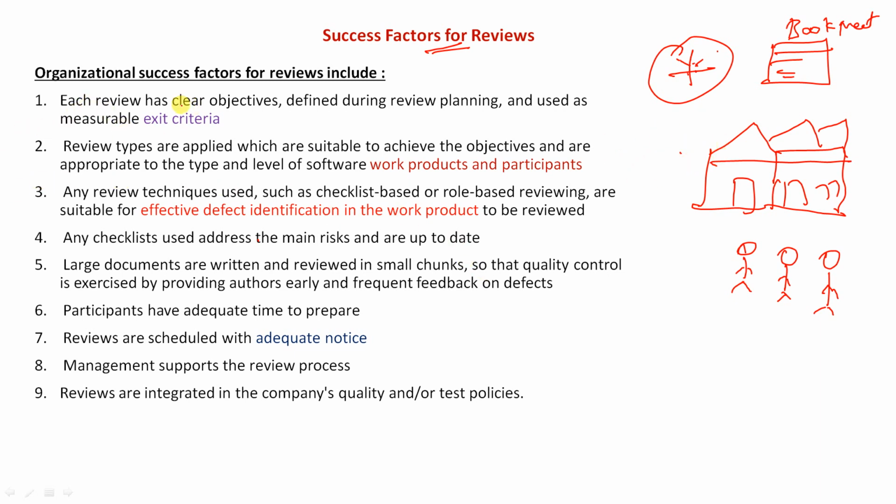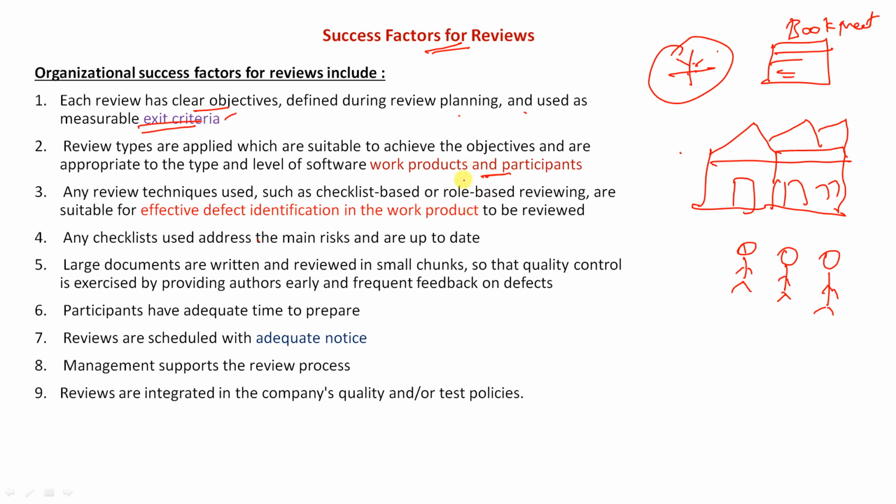Each review has clear objectives defined during review planning, and used as measurable exit criteria. So that's what it is. It will be clear. Review types are applied which are suitable to achieve the objectives and are appropriate to the type and level of software products and the participants. If it is something complicated, I'll explain. Otherwise it is very easy for you to understand, because we keep on discussing those things.